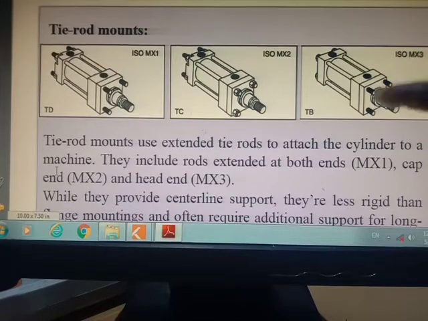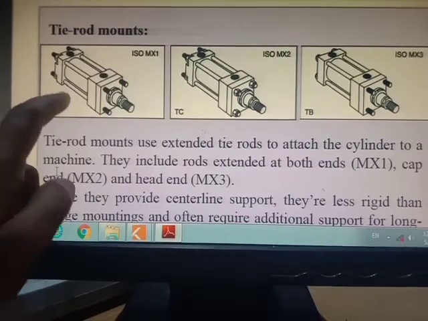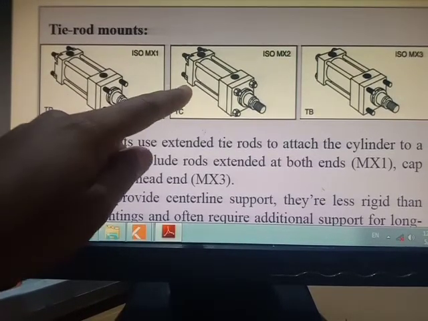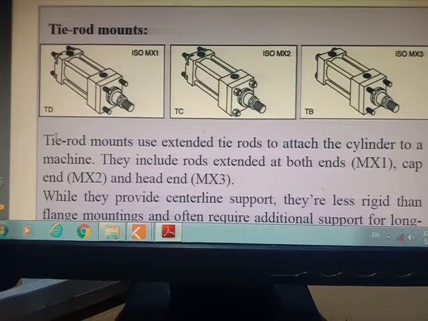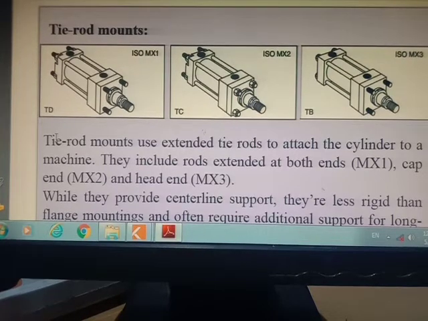So these are known as the three types. Tie rod extended on both sides, tie rod extended on the cap end side, and tie rod extended on the rod end side. These are another type of mounting, which is known as the tie rod mounting. So we have seen two. One is the mounting with the help of the flange. Second, the mounting with the help of the tie rods.